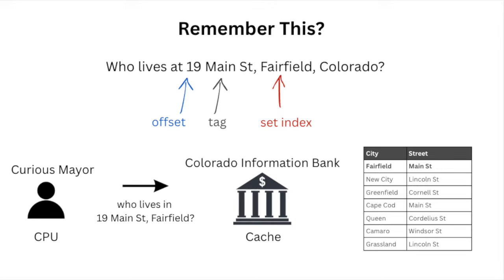Now I want to give you an analogy that I think will help you understand this. Remember our address from earlier, 19 Main Street, Fairfield? Well, what if we treat this as offset, tag, and set index? We'll have a curious mayor acting as a CPU and Colorado Information Bank acting as a cache. The information bank is like a cache in that it stores the information of who lives in which house, but can only do so for one street per city. So if the curious mayor is asking who lives in 19 Main Street, Fairfield, the information bank can just answer that because they have the documentation ready.